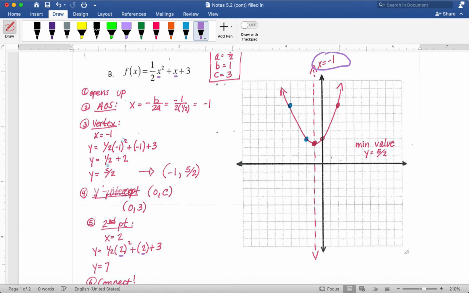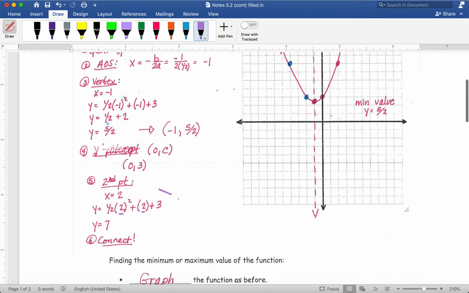Okay? So you're going to have to square the 2 and get 4, and then half of 4 is 2. And then 2 plus 2 is 4 plus 3 is 7. That's how we get y is 7. So this ordered pair is the ordered pair 2, 7. And so we're going to graph that. X is 2, y is 7.